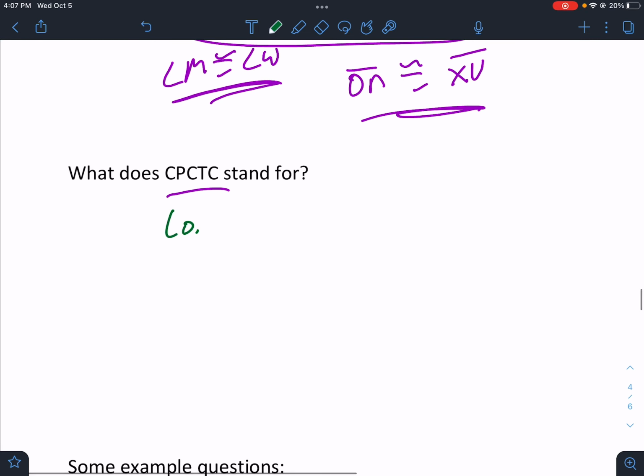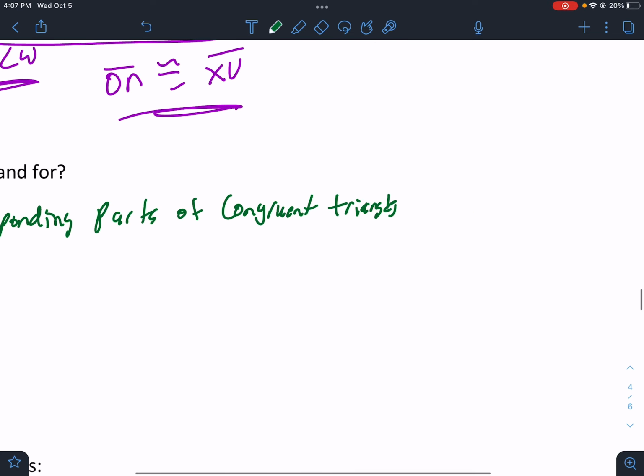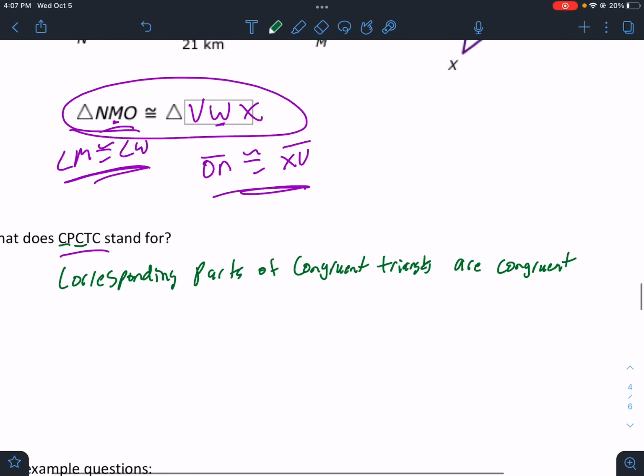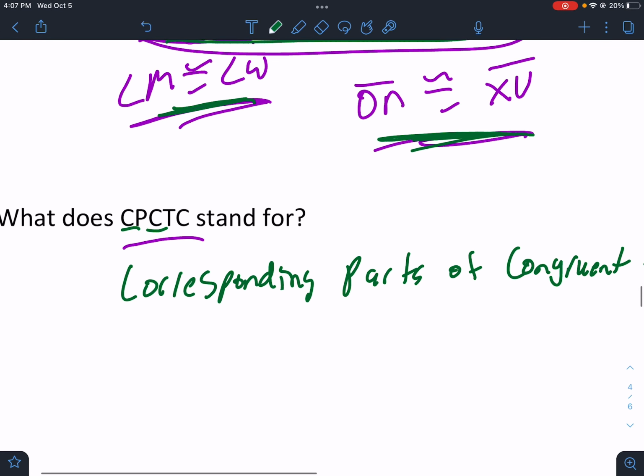But what does it stand for? It stands for corresponding parts, right? It's the corresponding parts or the corresponding pieces of congruent triangles. So the triangles have to be congruent. Corresponding parts of congruent triangles, what do they have to be? They are congruent. Well, duh. Yeah, okay. But it's important to note, if you have congruent triangles, then all of their parts are congruent. That's what this means. That's what it stands for.